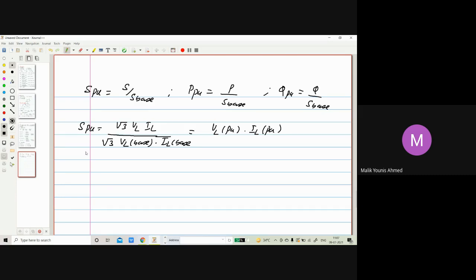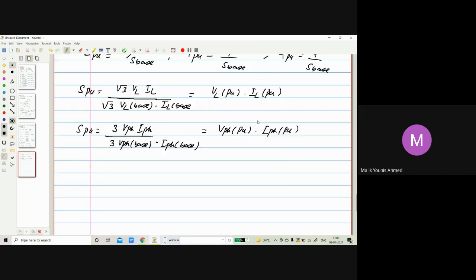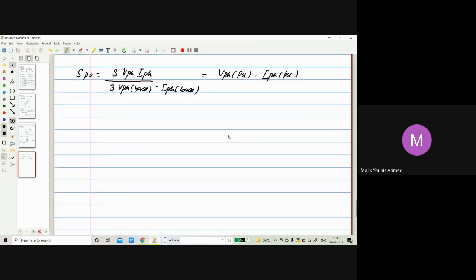If I try to get the same result in terms of the phase values, that will be 3 V phase I phase. The same base value will be 3 V phase base into I phase base. 3 and 3 get cancelled. V phase by V phase base is V phase in per unit, and it is multiplied by I phase in per unit. Very simple results in terms of line.